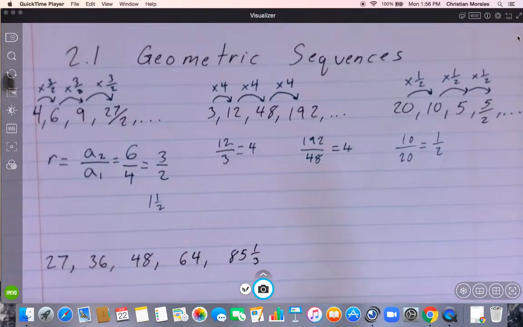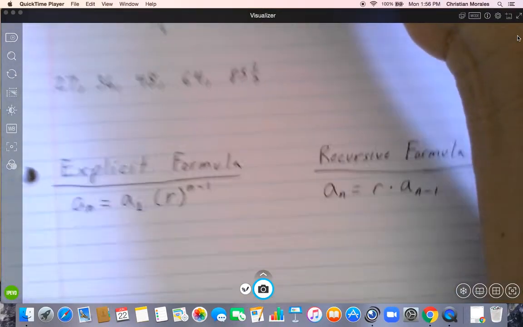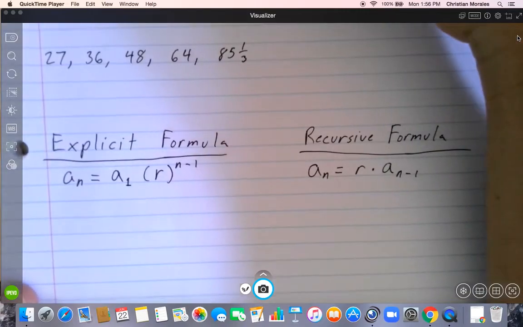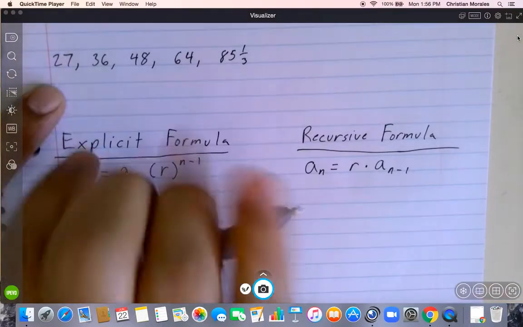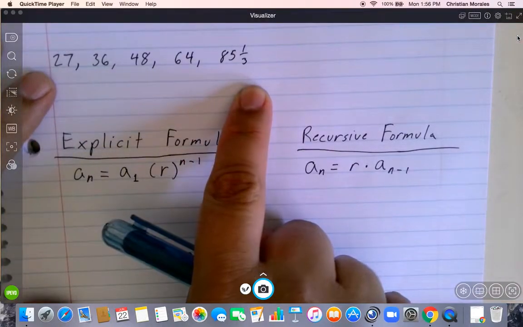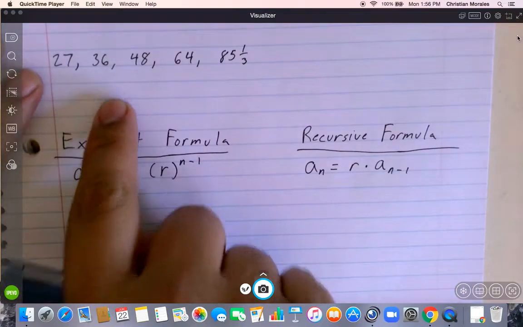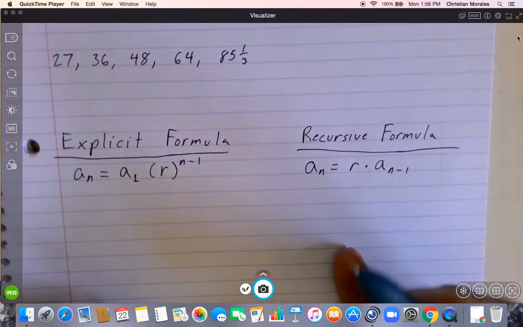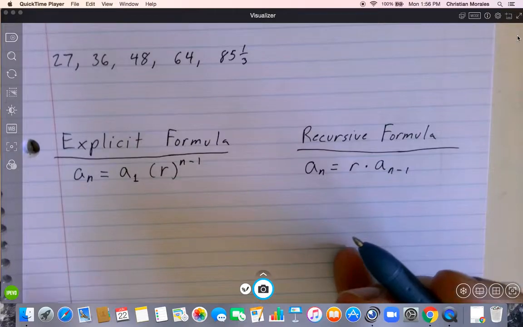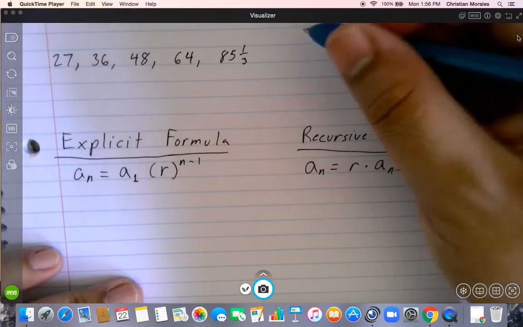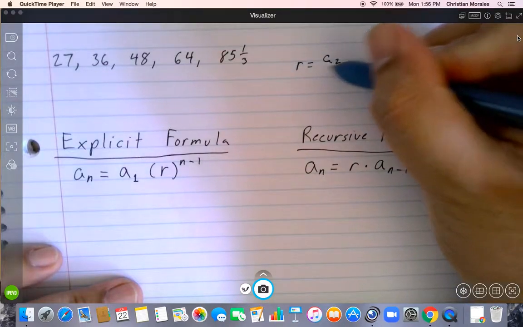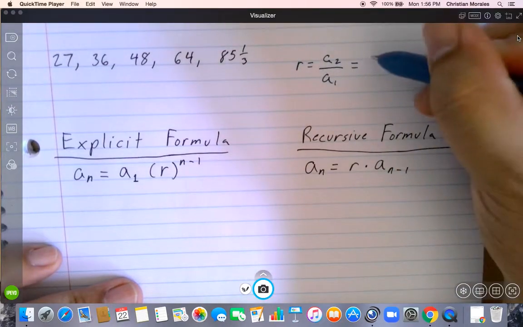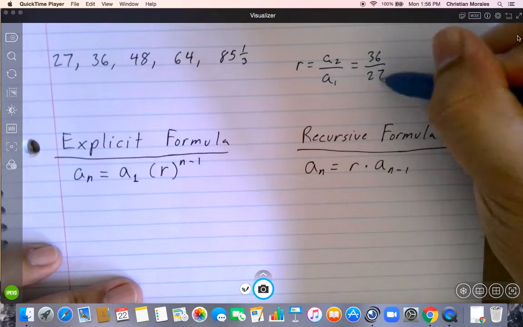Okay, so let's take a look at this one. Formulas. You need to know that number to make a formula. So if you take a look at this, we have a sequence, right? Now it's getting bigger, but it's not obvious. The number that it's multiplying by is not an obvious number. So we're going to use the formula I just gave you to find the common ratio, which is take the second term divided by the first term. So we'll take 36 and divide it by 27.